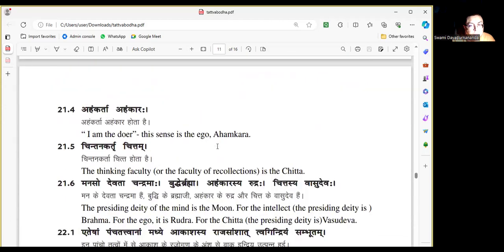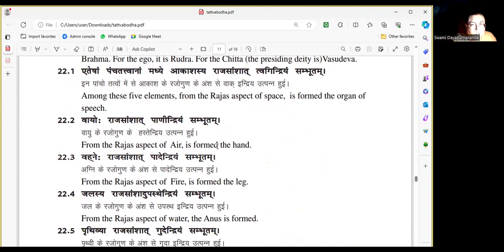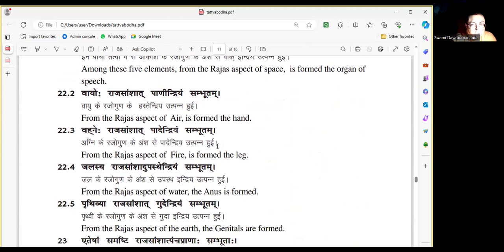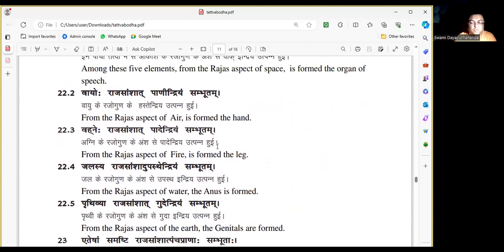After 14, he spoke about the Karmendriya from the Rajasa Angsha of each Mahabhuta. From Akasha's Rajasa Angsha came the Vagindriya, from Vayu the Pani Indriya, from Agni the Pada Indriya, from Jala the Upastha Indriya, from Prithvi the Payu and Upastha Indriya. So 5 Karmendriya he said. Earlier we read Pancha Mahabhuta and Pancha Gyanendriya, 10, then the 4 Antakaranas, 14. Now with the 5 Karmendriya, 14 plus 5, 19.